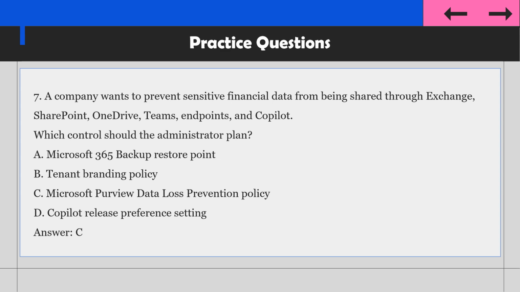7. A company wants to prevent sensitive financial data from being shared through Exchange, SharePoint, OneDrive, Teams, endpoints, and Copilot. Which control should the administrator plan? A. Microsoft 365 Backup Restore Point. B. Tenant Branding Policy. C. Microsoft Purview Data Loss Prevention Policy. D. Copilot Release Preference Setting. Answer C.